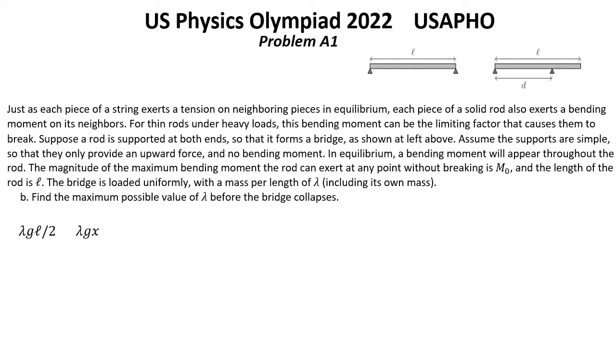These two forces create two torques. One torque is lambda g L x over 2. This is clockwise. And the other torque is negative lambda g x squared over 2, negative because it's counterclockwise. So together they will give us the total torque from external forces, which is this expression.